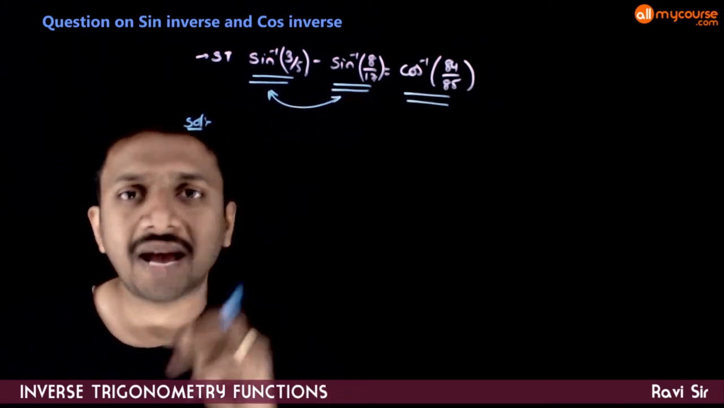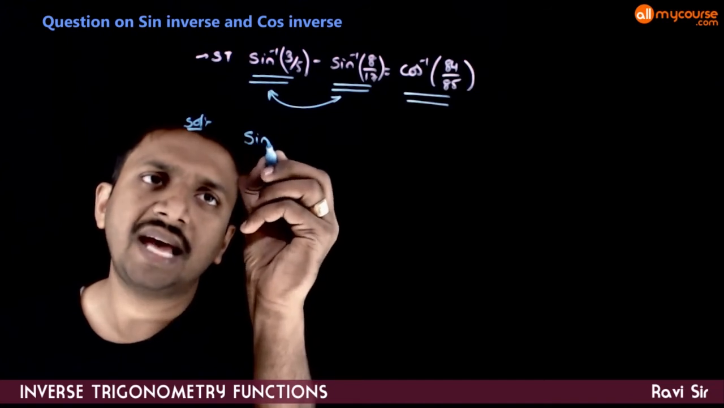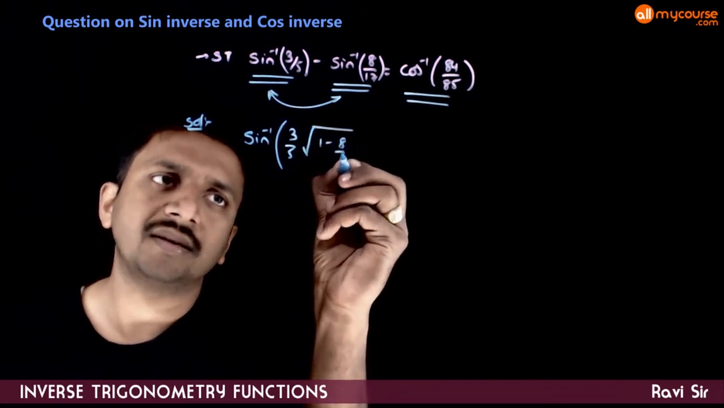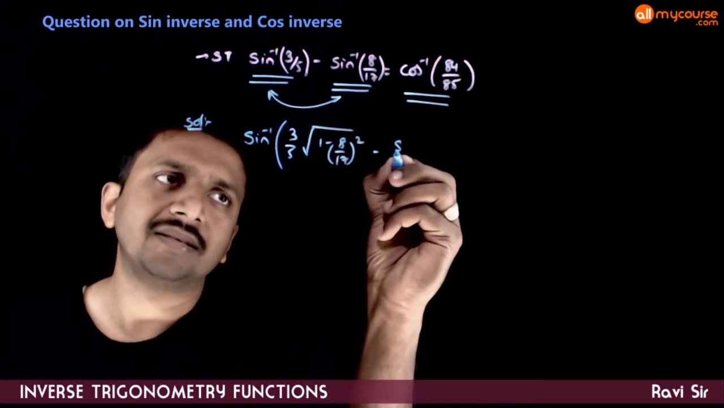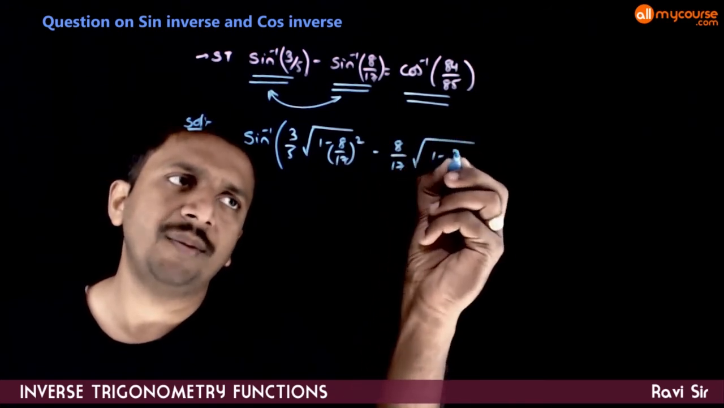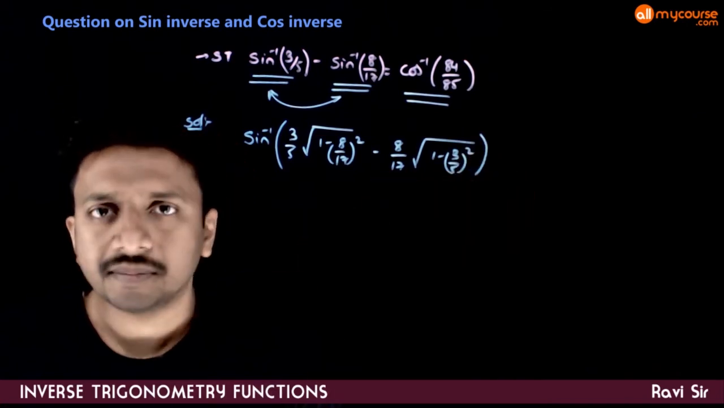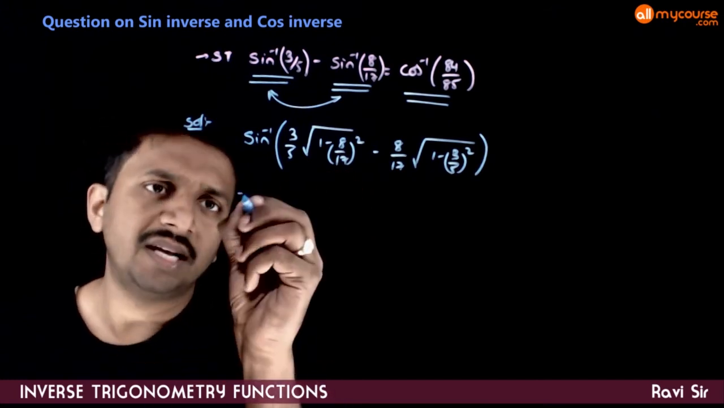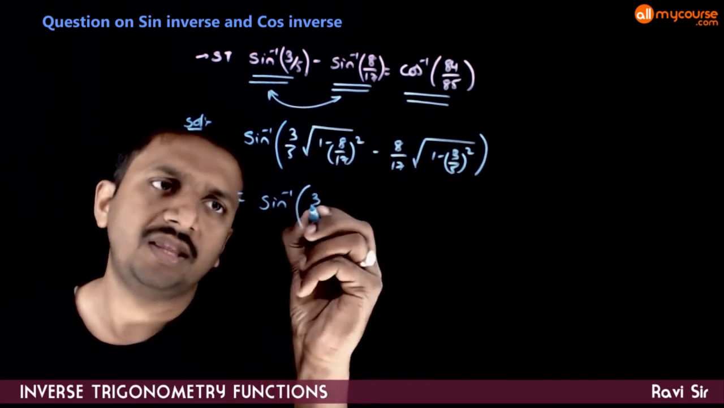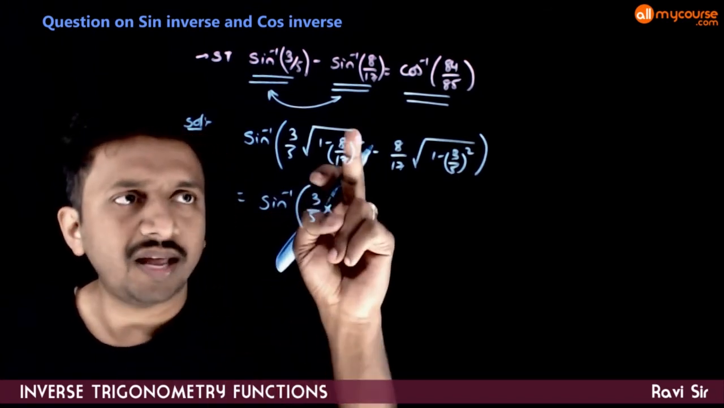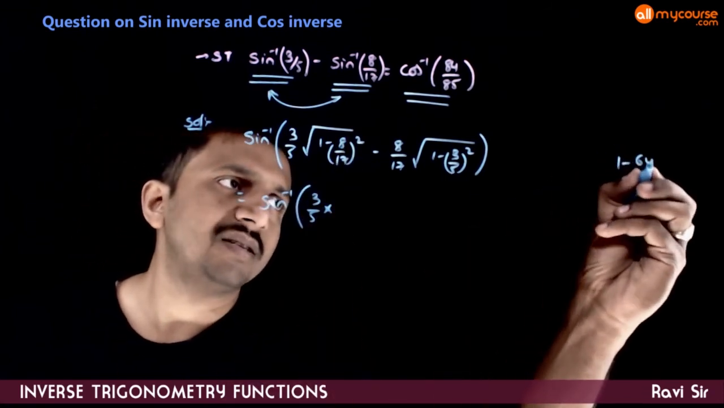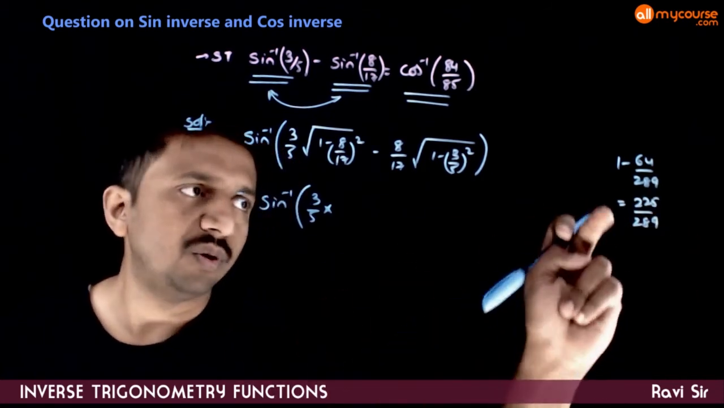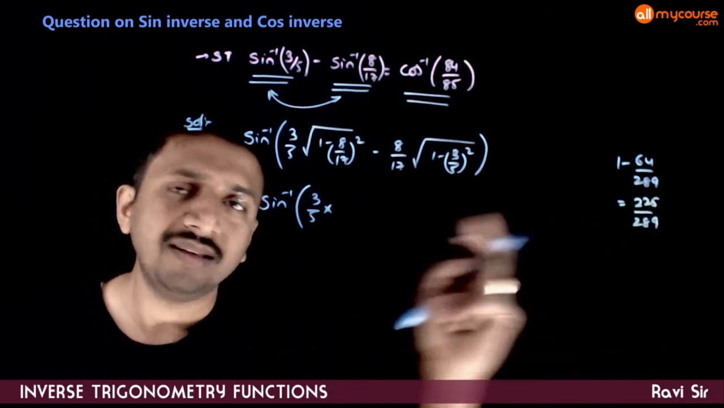So sine inverse of x minus sine inverse of y is sine inverse of x into root of 1 minus y square minus y into root of 1 minus x square. So for sine inverse x minus sine inverse y, you have only one formula for all cases. That is equal to sine inverse of 3 by 5 into, so what is 8 by 17? 1 minus 64 by 289. That is equal to 225 by 289. So if you do the square root of this, you get 15 by 17.